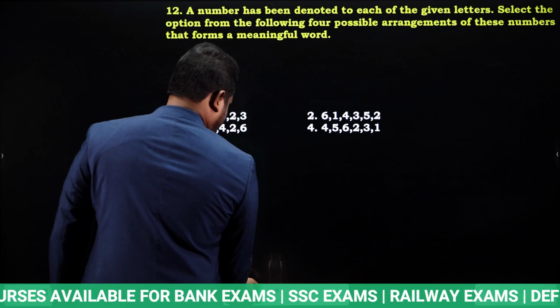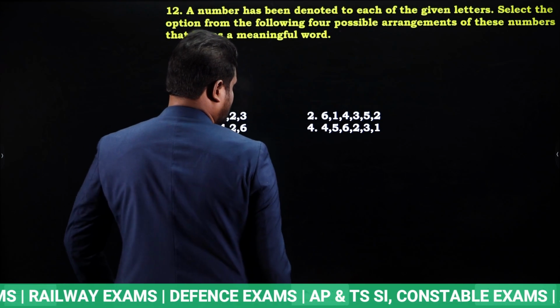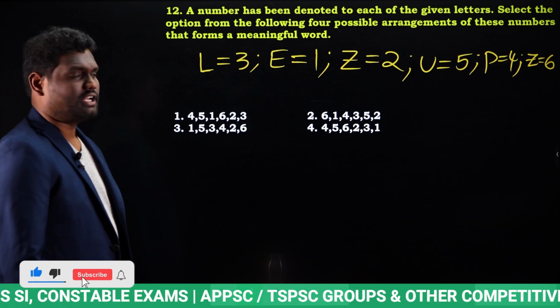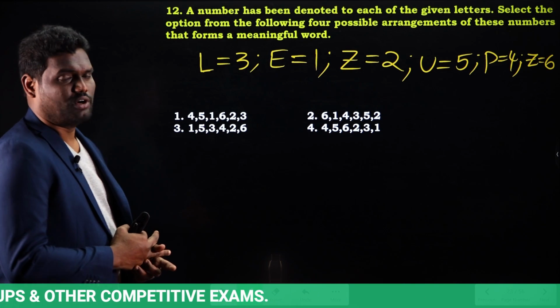Yes, just a minute. Here the information is missing. I am going to write these letters: L, E, Z, U, P, Z. This is the question. So L equal to 3, E equal to 1, Z equal to 2, U equal to 5, P equal to 4, Z equal to 6.